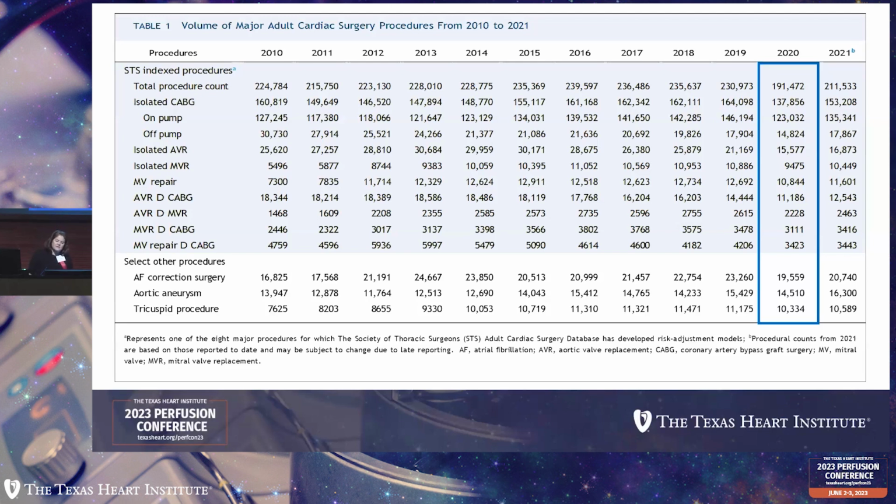There has been an increase in on-pump CABGs in 2021 versus off-pump. There is a decrease in SAVR cases because of the influx of TAVR cases taking over, but the mitral valve cases seem to be very similar.